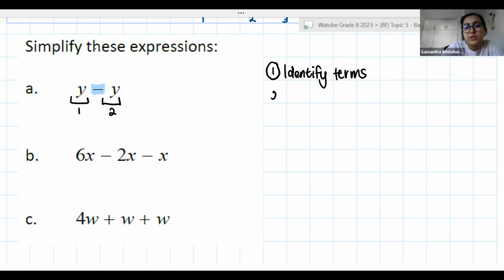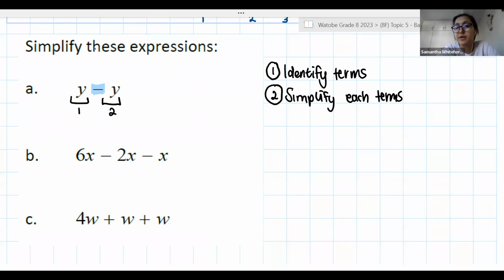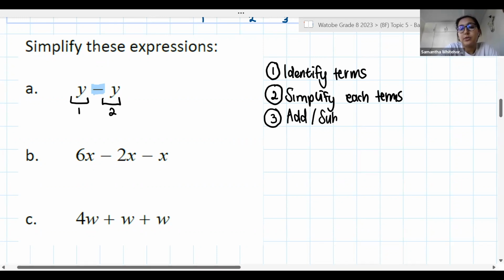The next thing I want to do is I want to simplify my terms. Now this doesn't always happen, right? So you'll see here in this first question, these terms of y and negative y are already simplified. I'm not needing to distribute anything. I'm not needing to divide anything. That's done. So this step doesn't always apply, but it sometimes does. And it is going to become important as we start to move up in our algebra. But what we want to focus on right now is we want to add and subtract our like terms.